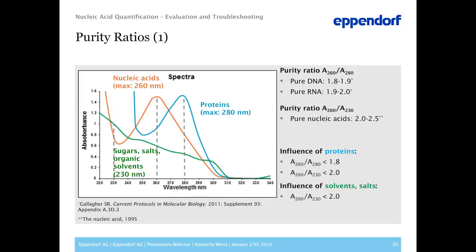A number of substances absorb at 230 nanometer, as this is the region of absorbance of peptide bonds, aromatic side chains, carbohydrates, chaotropic salts, or organic solvents. Values between 2 and 2.5 for the ratio 260 to 230 are typical for a pure sample.